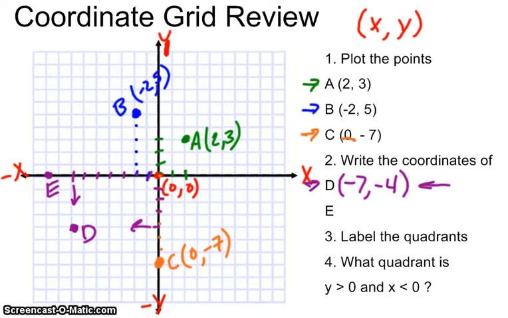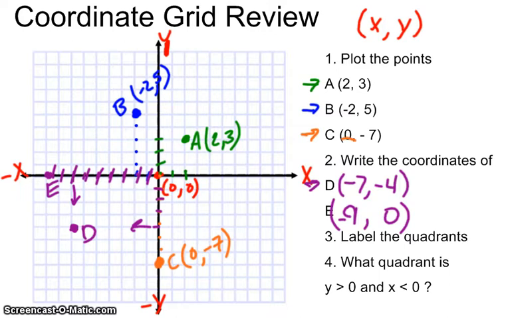Okay. How about for E? Well, E, let's see, it's right on the x-axis. So from the origin, I have to go over 1, 2, 3, 4, 5, 6, 7, 8, 9, so -9 for my x-coordinate. But in the y direction, well, it's right on the x-axis. I don't have to go up or down. The coordinate is 0. Okay.